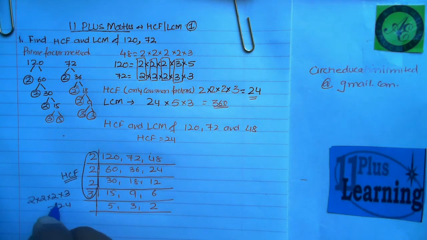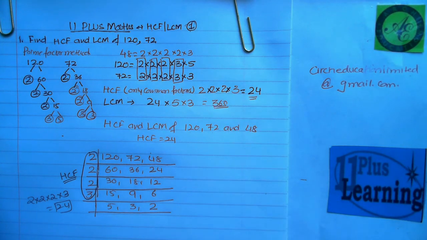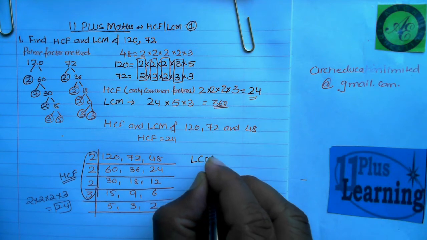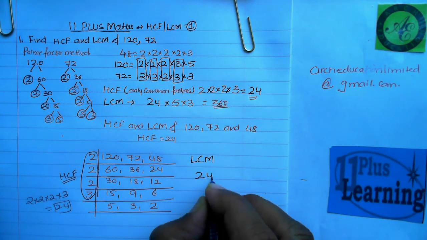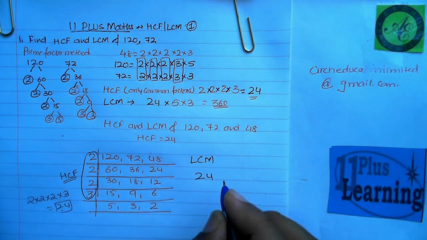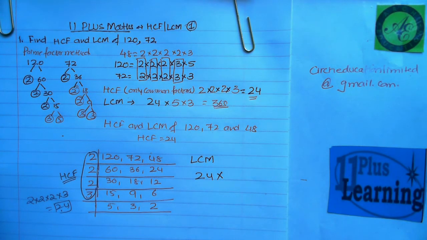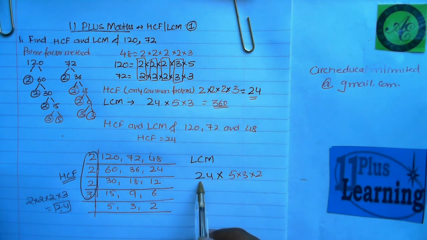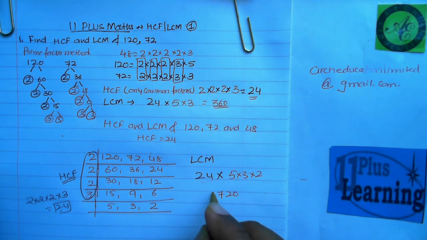For the LCM, we have to continue the division. Even if you're able to divide two of the three numbers, you must, which in this case we can't. We can't divide any two numbers by 2, any two numbers by 3, any two numbers by 5, and any two numbers by 7. So for the LCM, we take the 24, which is the HCF, then times this by the leftover numbers at the bottom, which is a 5 and a 3 and a 2, and that gives you 360 times 2, which is 720. So the LCM of these three numbers is 720.